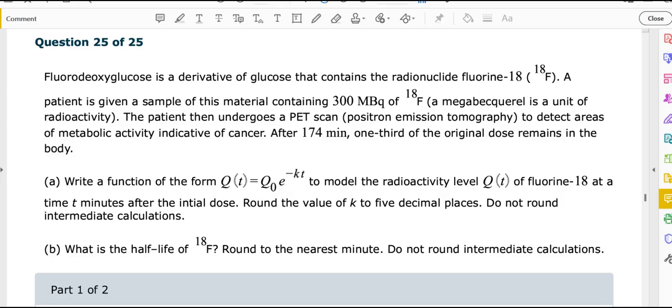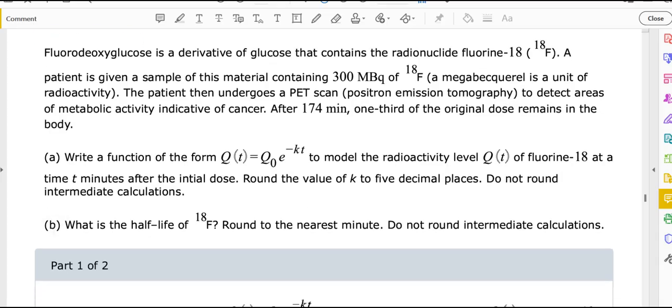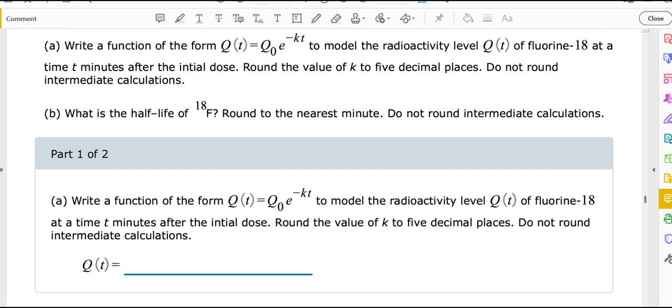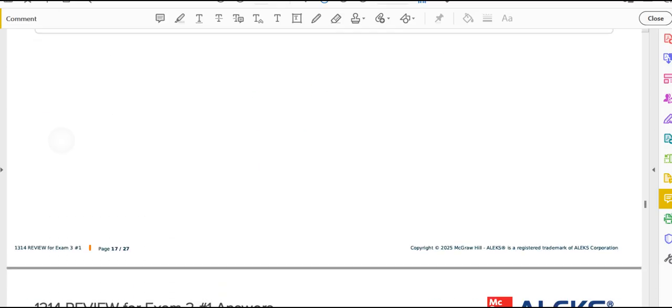Write a function of the form Q of t equals Q naught, so the initial amount, e to the negative kt to model the radioactivity level of fluorine 18 at time t minutes after the initial dose. Round the value of k to 5 decimal places. Do not round intermediate calculations. Okay, here we go. Q of t equals Q naught e to the negative kt.